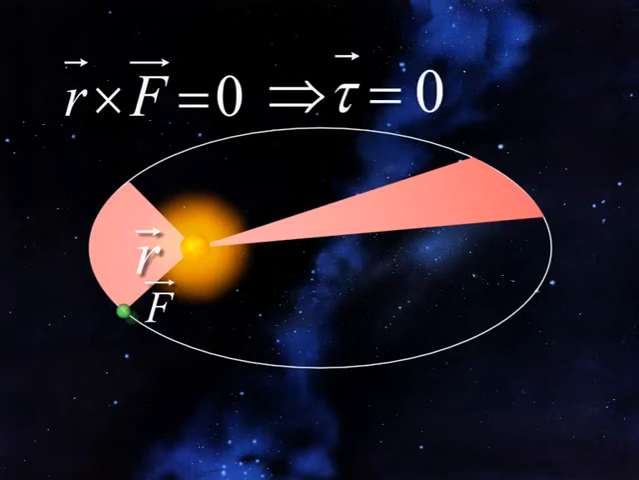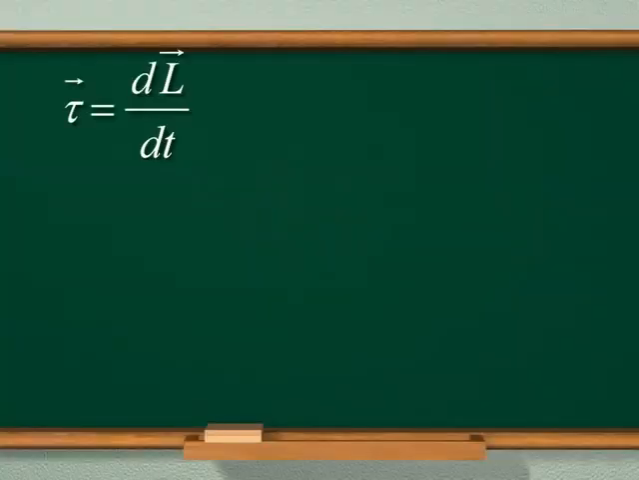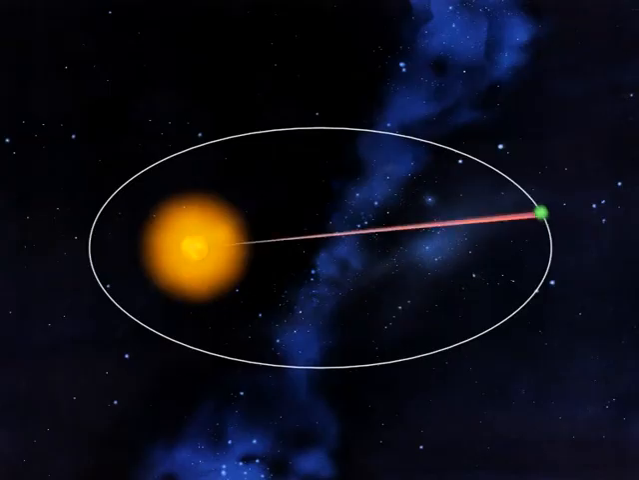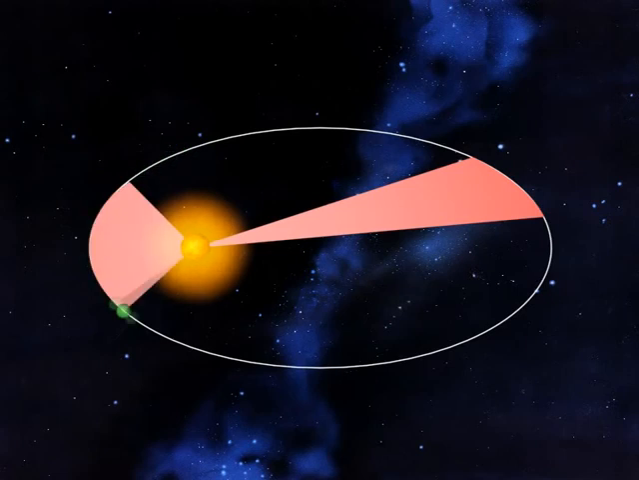Since the relation between the torque acting on the planet and its angular momentum while it moves around the Sun under the gravitational field is given by vector tau equal to d vector L by dt, now vector tau is equal to 0, or d vector L by dt is equal to 0, which in turn means that vector L is a constant vector. Thus, the planet moves under the gravitational force of the Sun in its orbit with constant angular momentum.